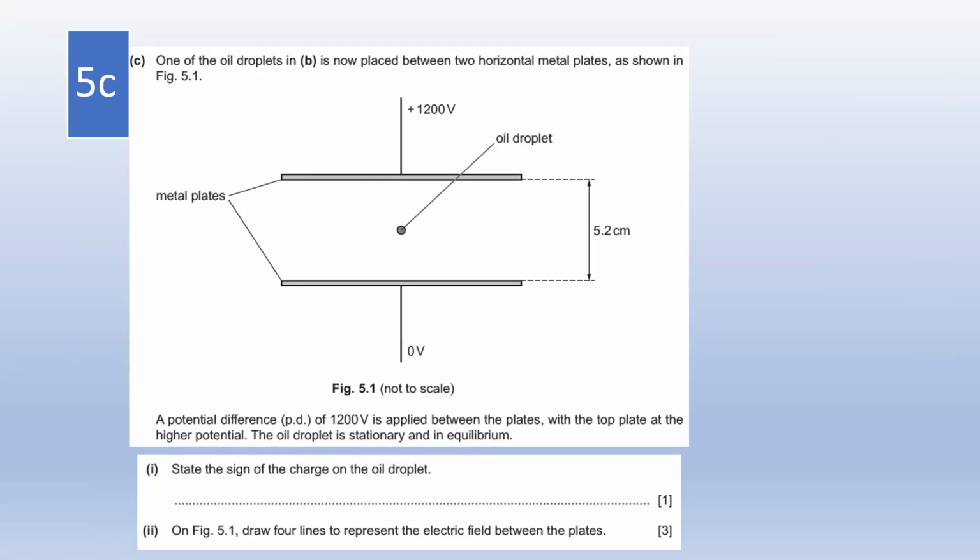Okay, the weight will go down. How to reason it out? For equilibrium, there must be a force going up. So for the electric force to go upwards, the oil drop must have a negative charge. It's attracted to the positive plate.